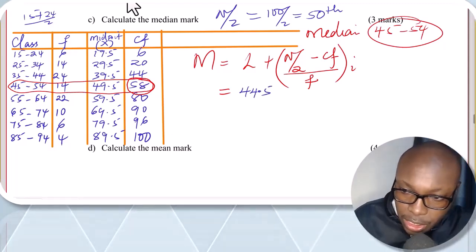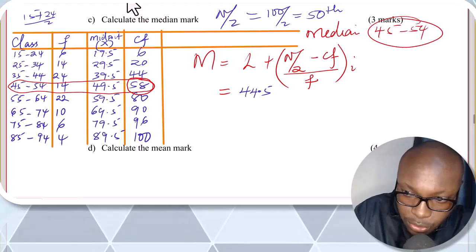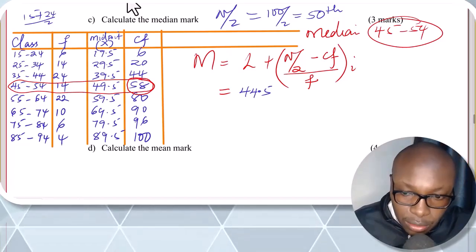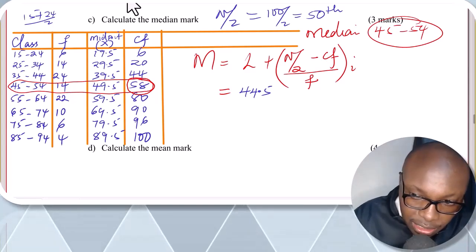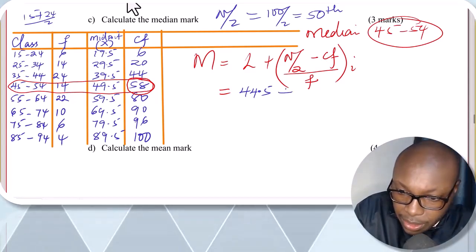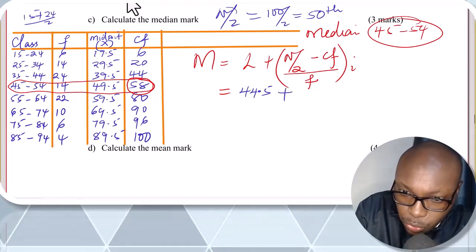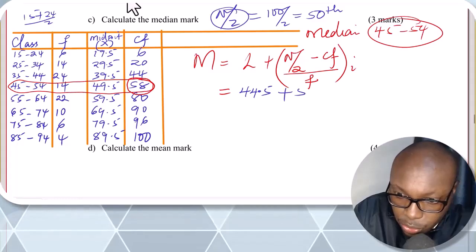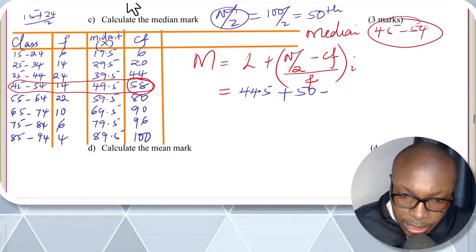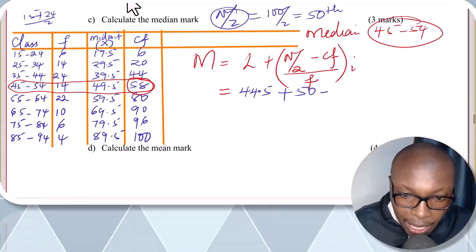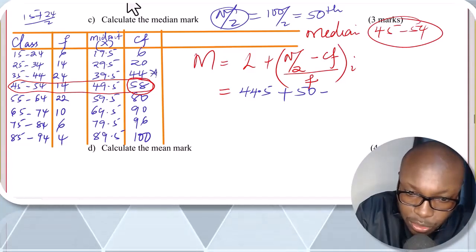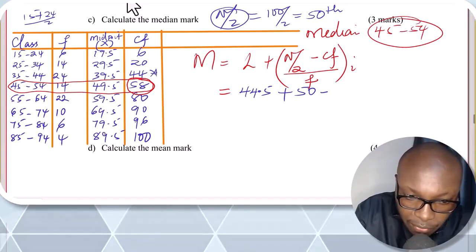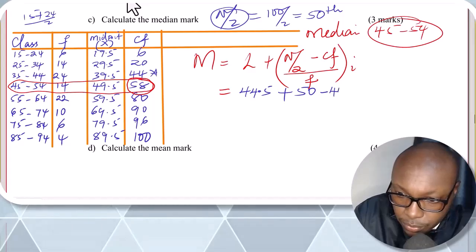I repeat. Just take the class. The class is 45 to 54. So the lower class boundary of that class, from 45, simply subtract 0.5. Then plus, of course, n divided by 2, which is 100 divided by 2, you get 50. Then CF, the cumulative frequency above the median class, is 44.